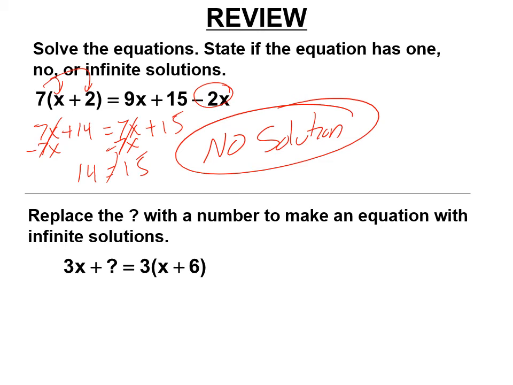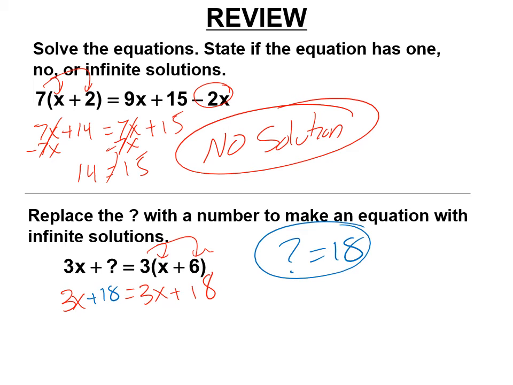All right, the number to make the equation have infinite solutions. Let's distribute a property when you see parentheses, 3x plus 18. So to have infinite solutions, I have to have an identity, the exact same thing on both sides. So what does the question mark have to be? The question mark has to be 18. Any other number, and it'll have no solution. There's no way this is going to have one solution. When you have the same amount of x's, you're either going to have infinite or no. If it's exactly the same stuff on both sides, infinite solutions.